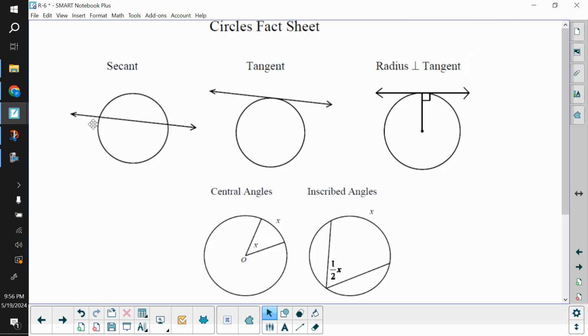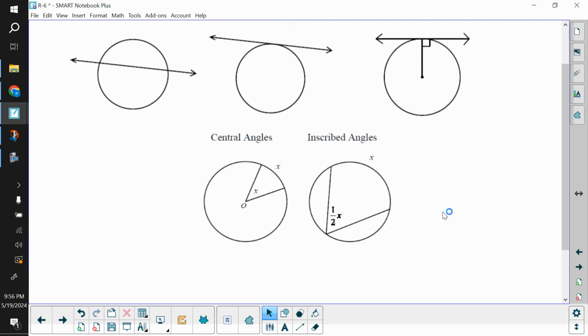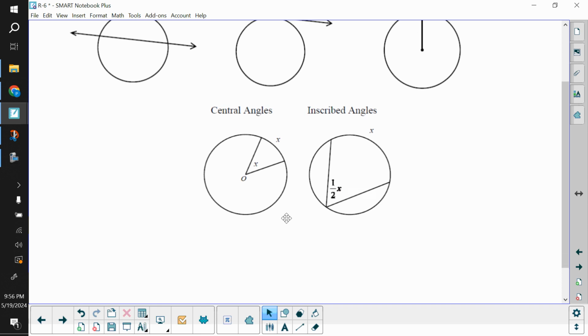Just some vocab. A secant line hits the circle twice, tangent line hits the circle once. When a radius meets a tangent, they form a right angle. Then our circle angle rules. The central angle is the same as the arc. See how they're both labeled x. The inscribed angle, when it is on the circle, is 1/2 of the arc.